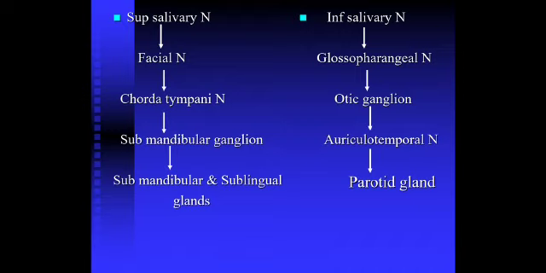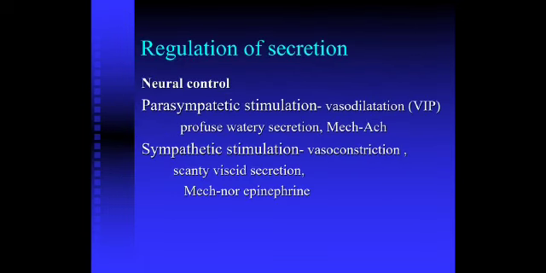The inferior salivary nucleus, through the ninth cranial nerve, the glossopharyngeal nerve, goes to the otic ganglion, where a branch of the auriculotemporal nerve supplies the parotid gland. Salivary secretion is regulated either by neuronal or hormonal control.